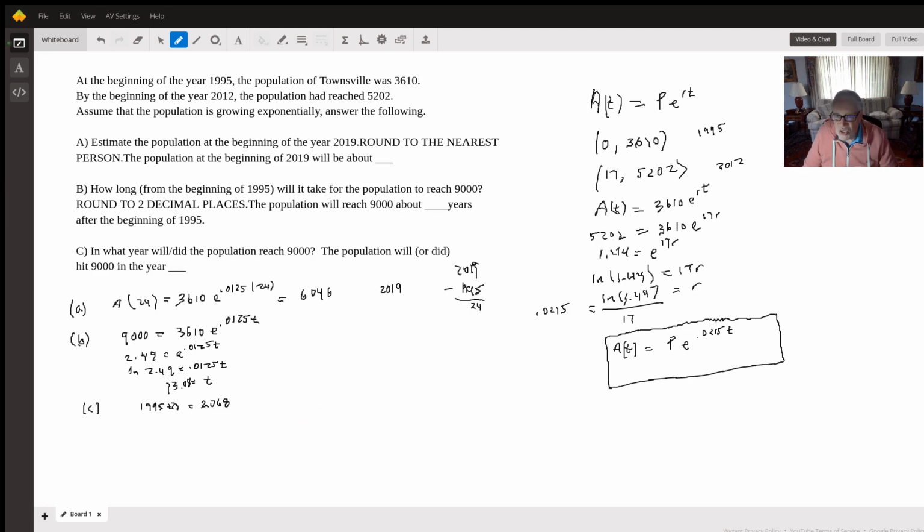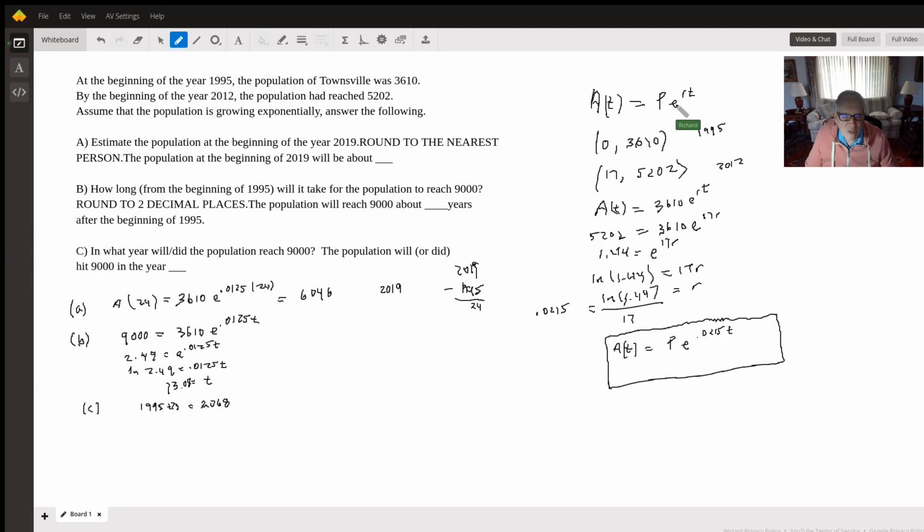Okay, so that's it. A, B, and C, we're done. And this is a nice problem. It's fairly complicated, I'd say mid-level in difficulty, and you'll see this sort of thing all the time.